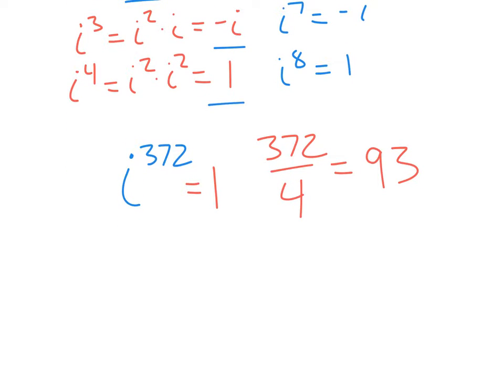All right, well, let's do another one. I to the what? Danny, you're so good at this. 223. All right, so then we could do 223 divided by 4. What's that?